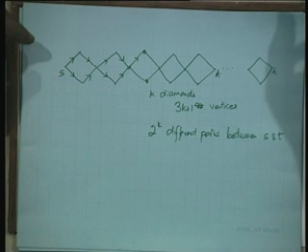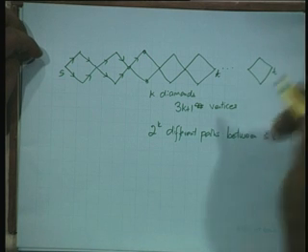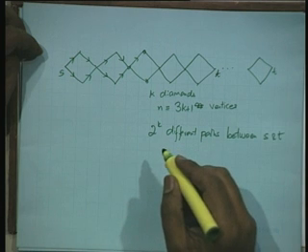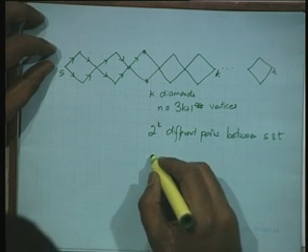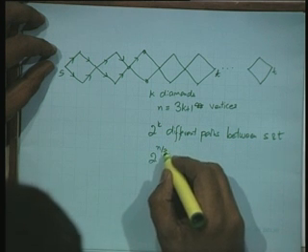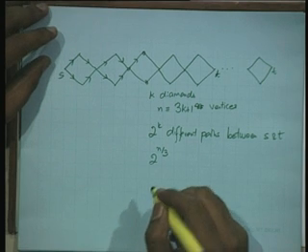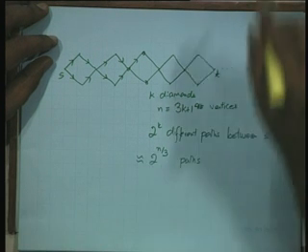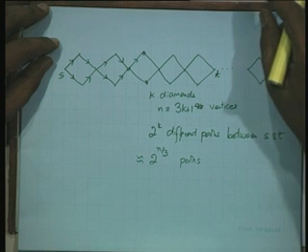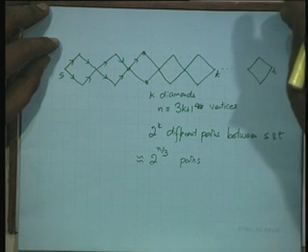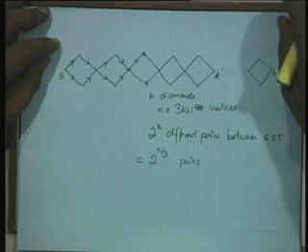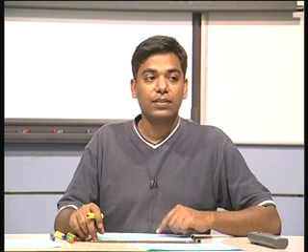Now what is the value of k? If we have n vertices, k is roughly n by 3. So, this is roughly 2 to the n by 3 paths. Now, how large is this number? Can we enumerate this too? No, your laptop is very fast these days. No. How large is this number?